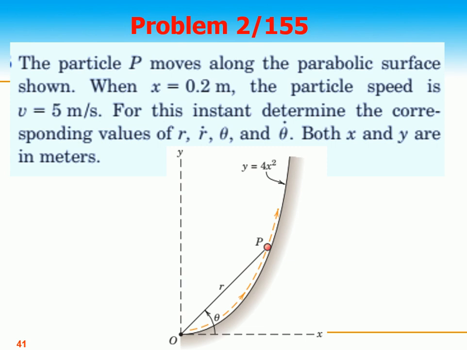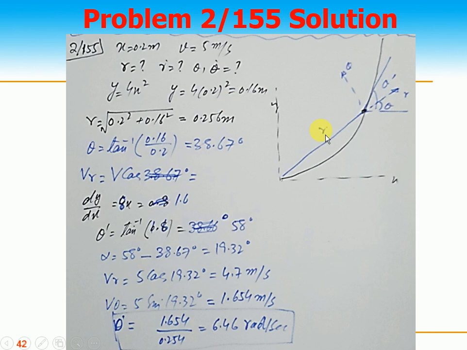Now let's see another question which I selected for you. The particle P moves along the parabolic surface shown. When x is equal to 0.2 meter, the particle speed is v, which is 5 meters per second. For this instant, determine the corresponding values of r dot and theta dot, where both x and y are in meters. Remember the curvature of the parabolic surface is y equal to 4x squared. So x is the radial component, and this is the theta coordinate system, so this angle is theta. We are given x and v, and we need to find r dot and theta dot.